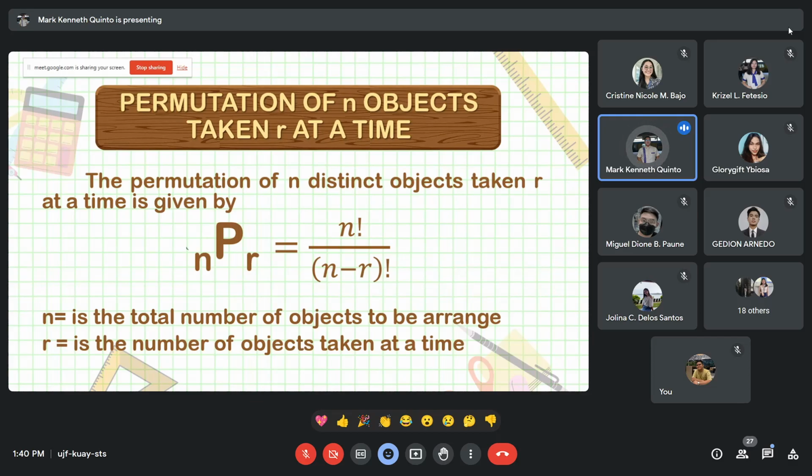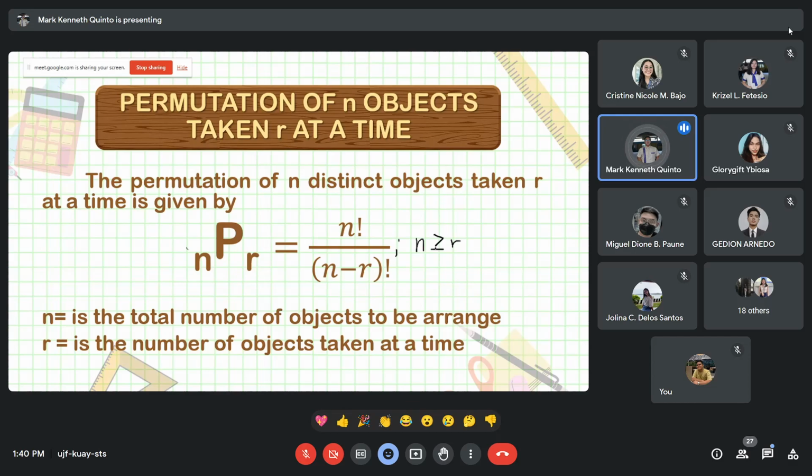Where n is the total number of objects to be arranged and r is the number of objects taken at a time. I want you all also to remember that in permutation of n objects taken r at a time, n is greater than or equal to r. Tandaan that n is greater than or equal to r, kasi kapag mas malaki na si r, hindi na po natin siya mako-compute. So kailangan laging mas malaki si n kay r.